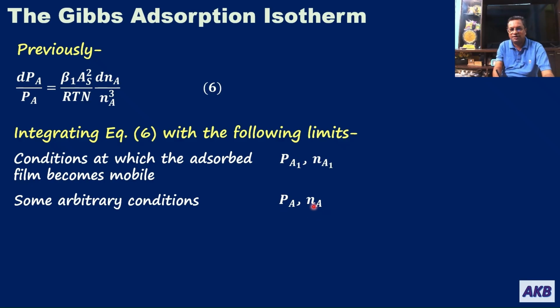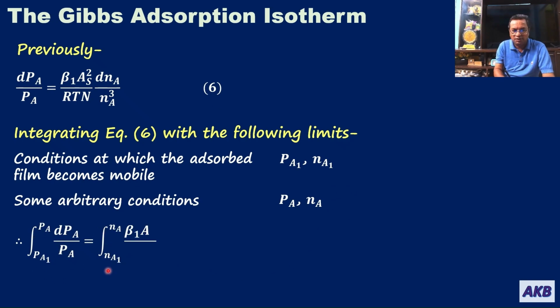So we are going to integrate equation number 6 with these limits. It will be the integration from Pa1 to Pa of dPa upon Pa, that is equal to the integration from Na1 to Na of beta 1 As square upon RTN into dNa upon Na cube.